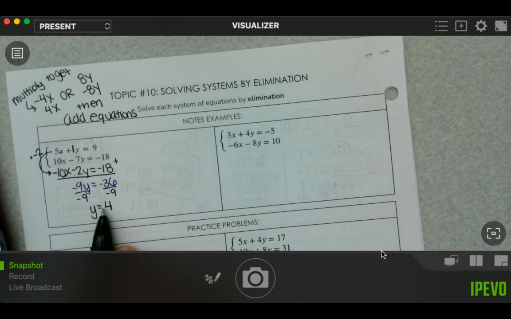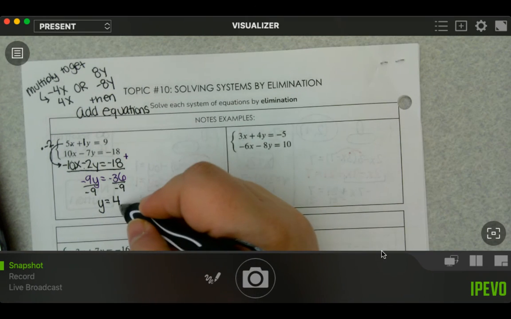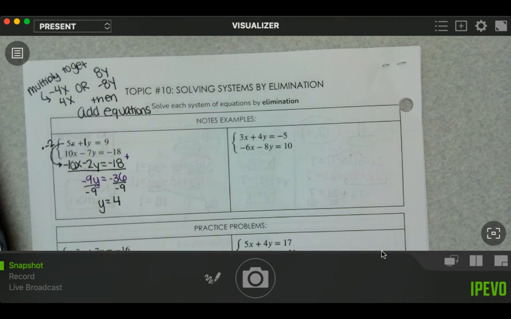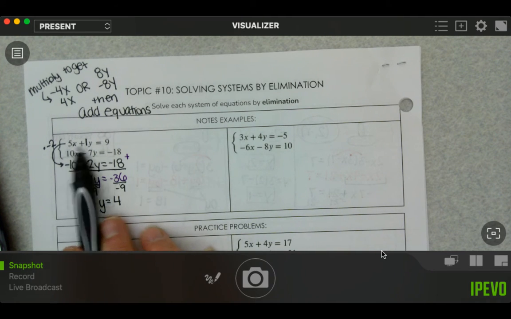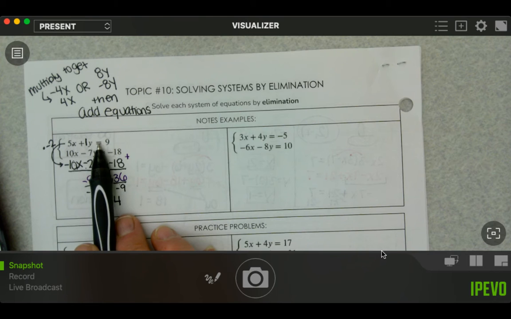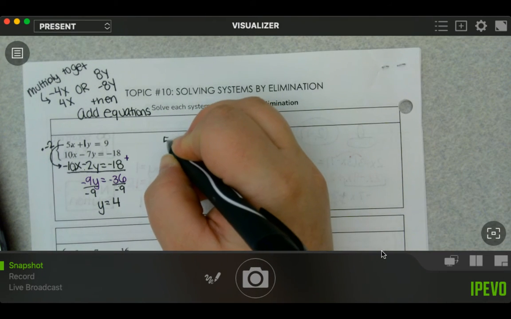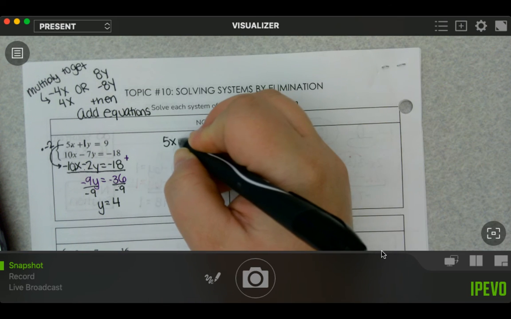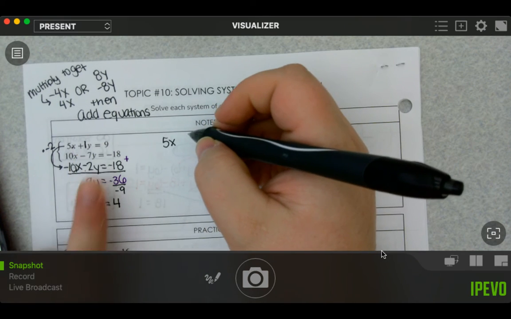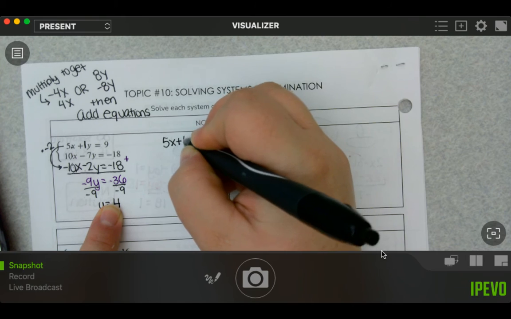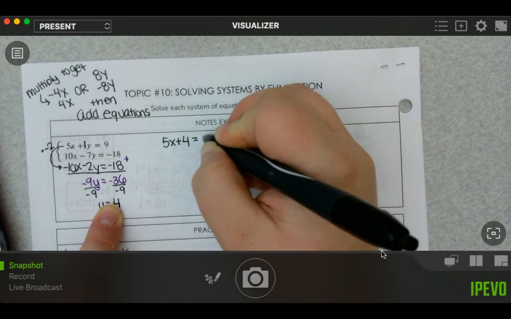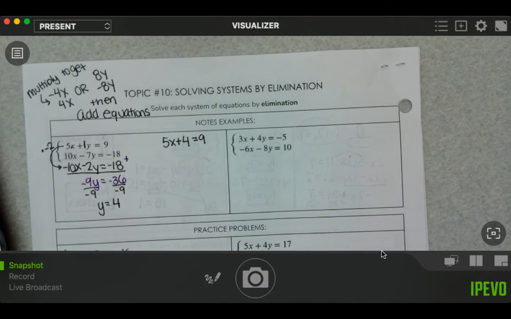What you have to do at the very end here is take this and plug it back in. I don't care where you plug it back in. I'm going to plug it back into this top one because it looks like it has smaller numbers. It doesn't really matter though. So the 5x stays, and then this is 1y. Well, 1 times 4 is just 4. And then it equals 9 at the end still.